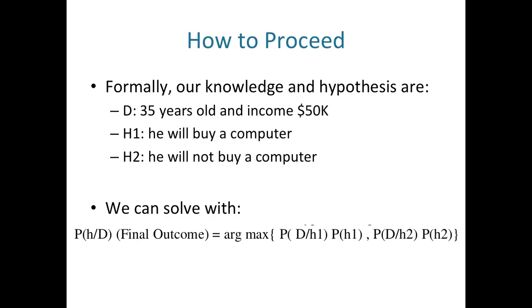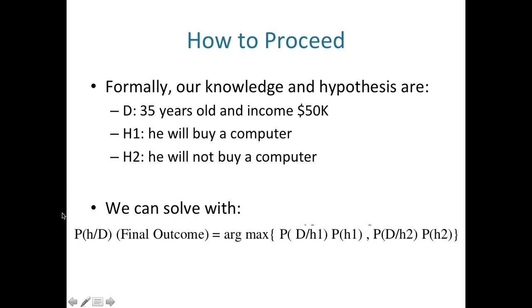In order to compute that, what we want to compute is, given that an individual is 35 years old and has this income, what's the probability that he will buy a computer and what's the probability that he will not buy a computer? We're going to compute the maximum value out of these two potential scenarios. The probability that, given that he will buy a computer, the individual is 35 years old and 50K, and the probability that, given that he will not buy a computer, the individual has these D features.